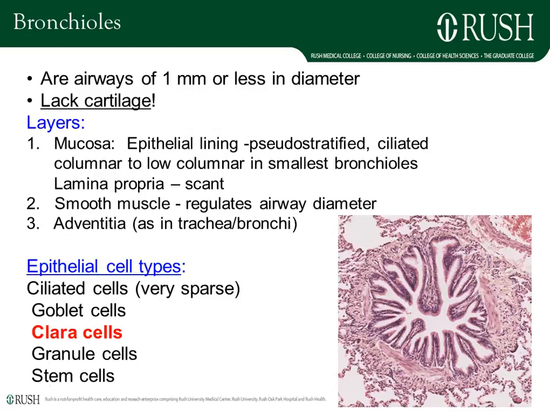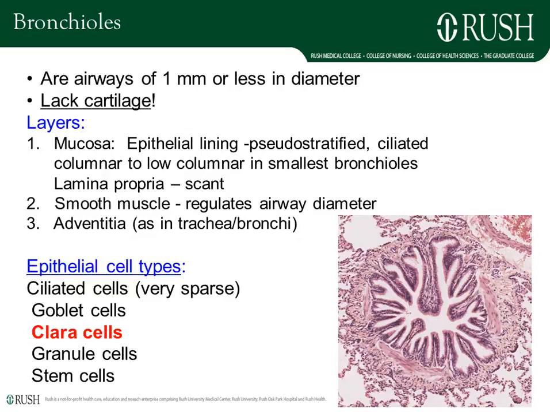Once you leave the bronchi, you lose all the cartilage. That actually defines what a bronchiole is. So you leave the bronchi and you enter the bronchioles. These are airways that are about 1 millimeter or less in diameter. No cartilage is present. However, they have a good layer of smooth muscle around them.